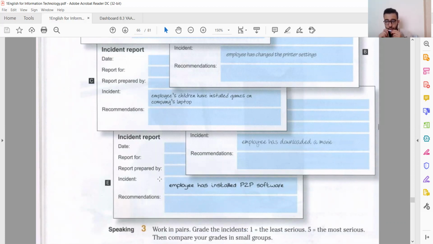Employee has downloaded a movie. Also not good, not good. I always have done this, but it's not good.